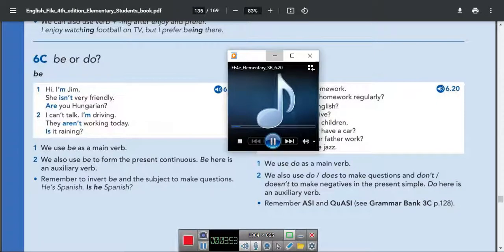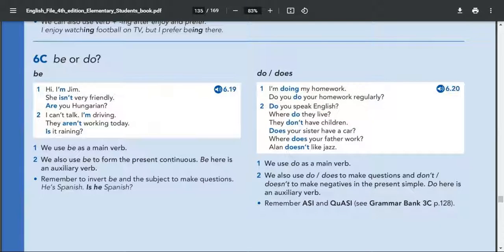6.20. 1. I'm doing my homework. Do you do your homework regularly? 2. Do you speak English? Where do they live? They don't have children. Does your sister have a car? Where does your father work? Alan doesn't like jazz.